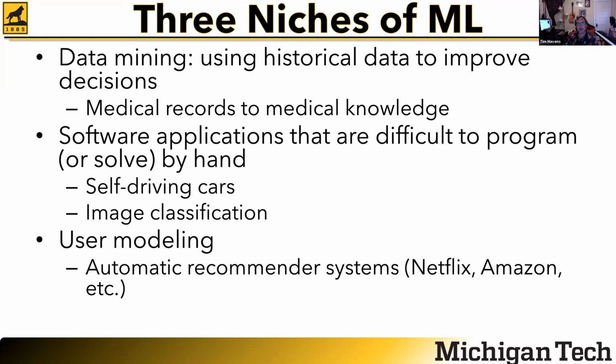Is how do we figure out, how do we make inferences from the small amount of data that we really have so far? Software applications that are difficult to program or solve by hand. For example, the self-driving car, the autopilot, image classification. These are certainly problems that could be solved by looking at hardcore first principles physics. However, it would take an immense amount of energy, an immense amount of person time, and computational power in order to solve all the physics that go into a self-driving car that can tell the difference between a pedestrian and a deer, which have two very different evasive actions.